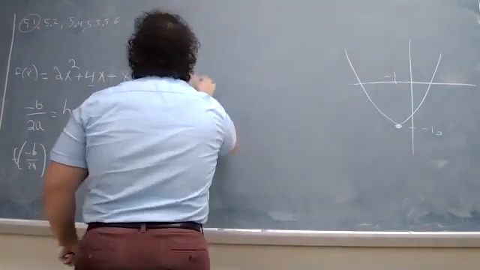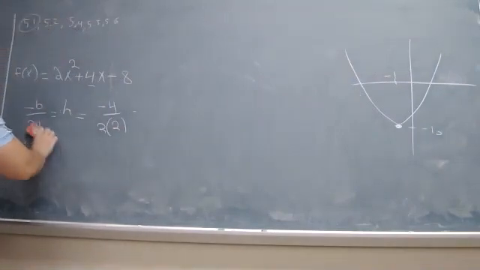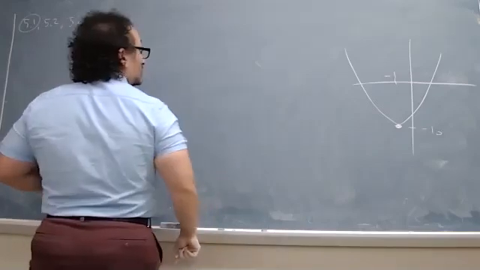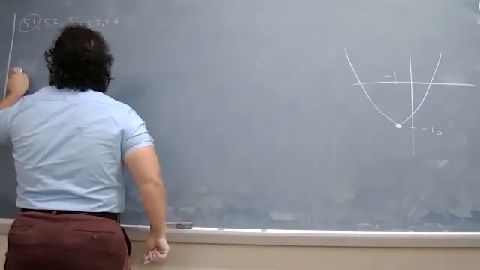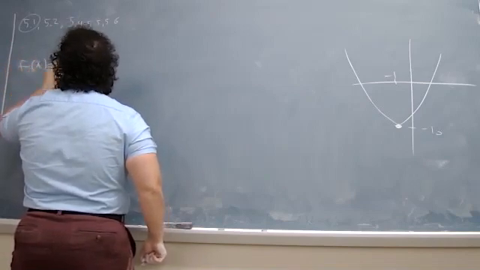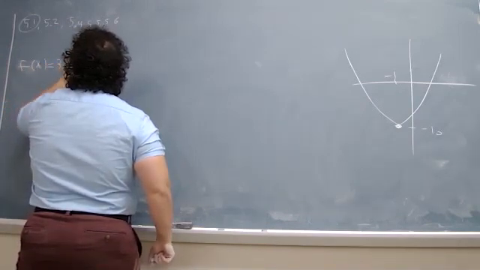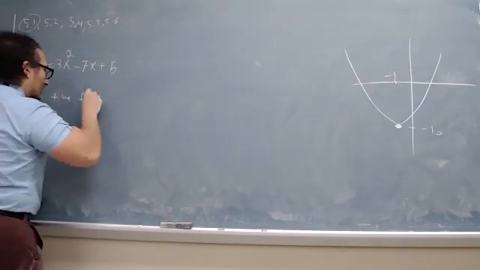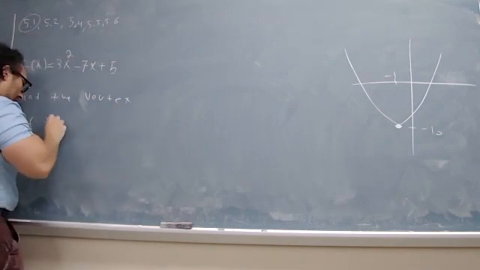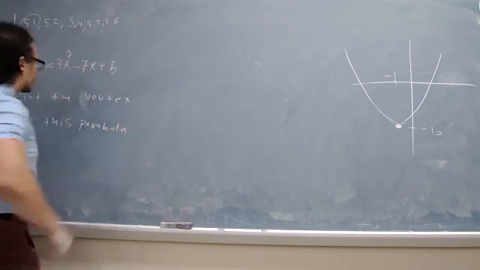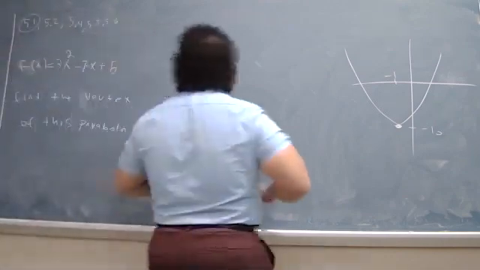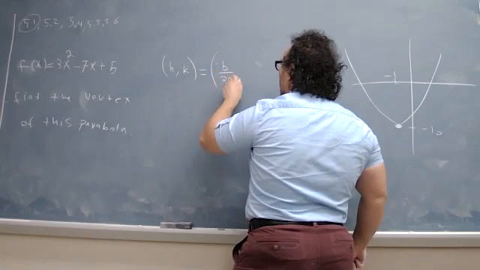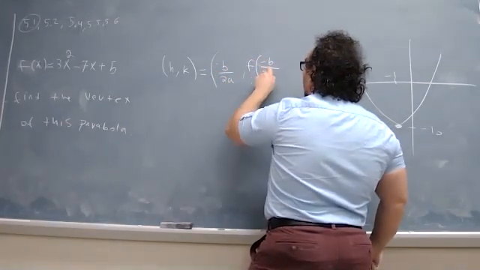Let's do another problem. Let's say our function f of x is equal to 3x squared minus 7x plus 5. Find the vertex of this parabola. Again, its vertex is located at h, k, which is the same thing as negative b over 2a, comma, f of negative b over 2a.